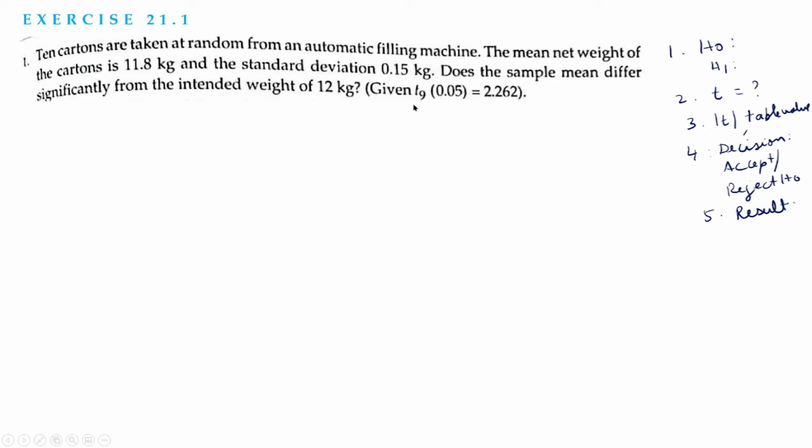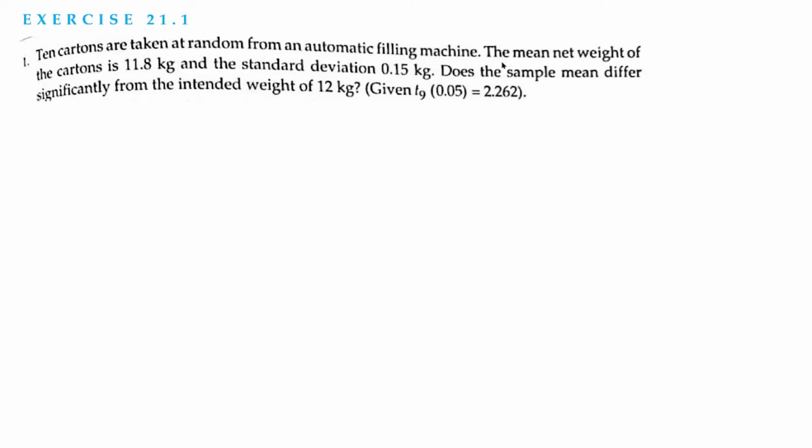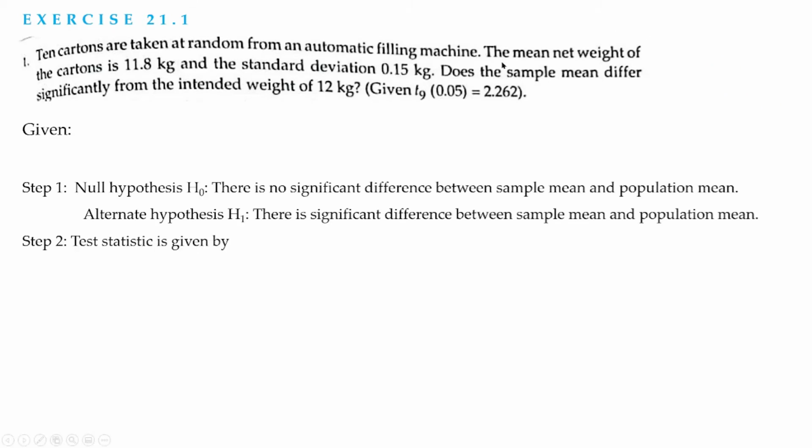Here they have directly given the table value. Here there are 10 cartons. So the number of degrees of freedom will be 10 minus 1, which is 9. So the tabulated value for t at 5% level of significance with 9 degrees of freedom is equal to 2.262. So this they have given directly. So we need not check the tables. So first we will write what is given.